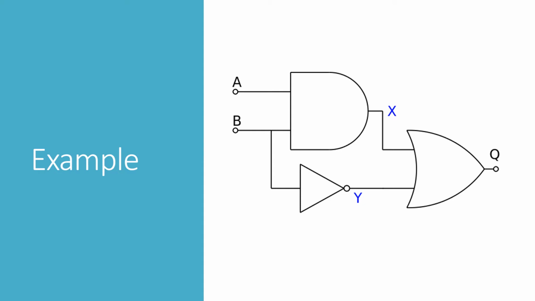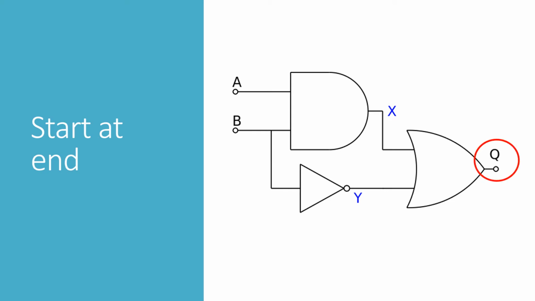Right, now the way that I do it is to start at the end. So start with the final expression. In this instance, it's Q, and we write Q as the output of a gate. So Q is the output of an OR gate, and the inputs to the OR gate are X and Y. So Q is equal to X or Y.